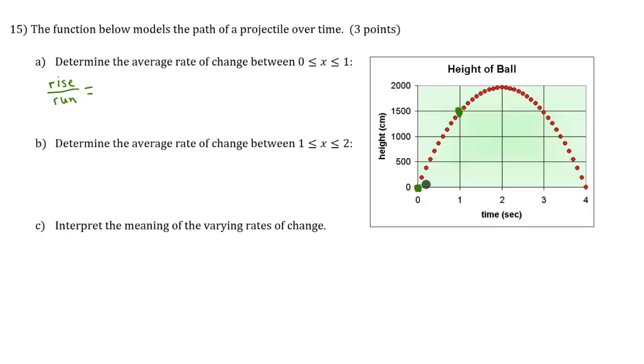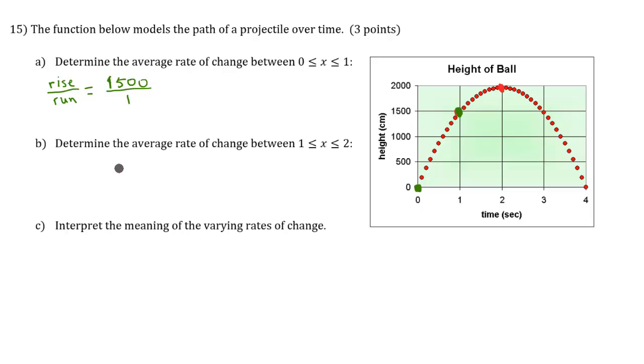So the change from this point going up is going to be 1500. So I'm going to write 1500, and then that's going to be over, well, how much did it run forward? Well, we went from 0 to 1, so that's just going to be 1. So that average rate of change is going to be 1500 over 1. In B, it's looking for the average rate of change from 1 to 2, so x equals 1 here, like we already mentioned, and then our x equals 2 right here.